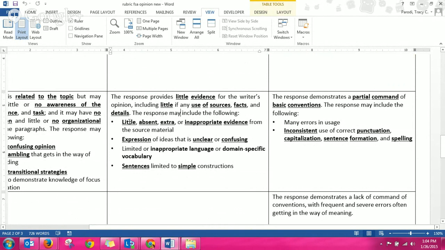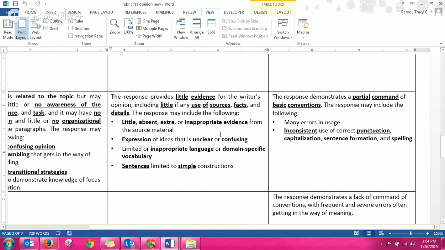It says little or absent, extra, or inappropriate evidence from the source material. So inappropriate evidence would be if you borrowed a sentence and it had nothing to do with your topic. There are sentences that will be in the passages that are maybe introductory sentences or explanatory sentences, and they don't fit with what you're trying to say. So if you accidentally do that, then that puts you closer to a 1.